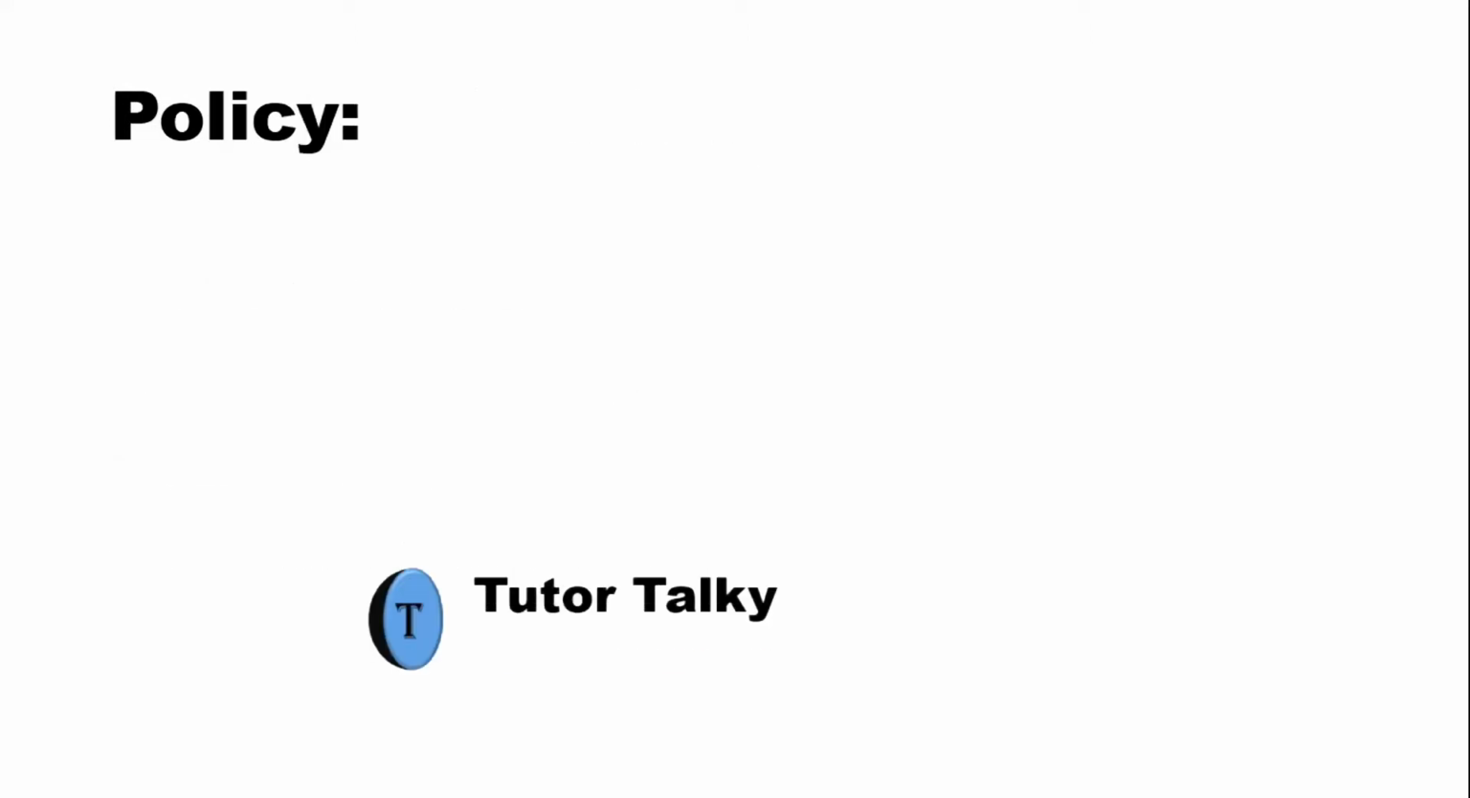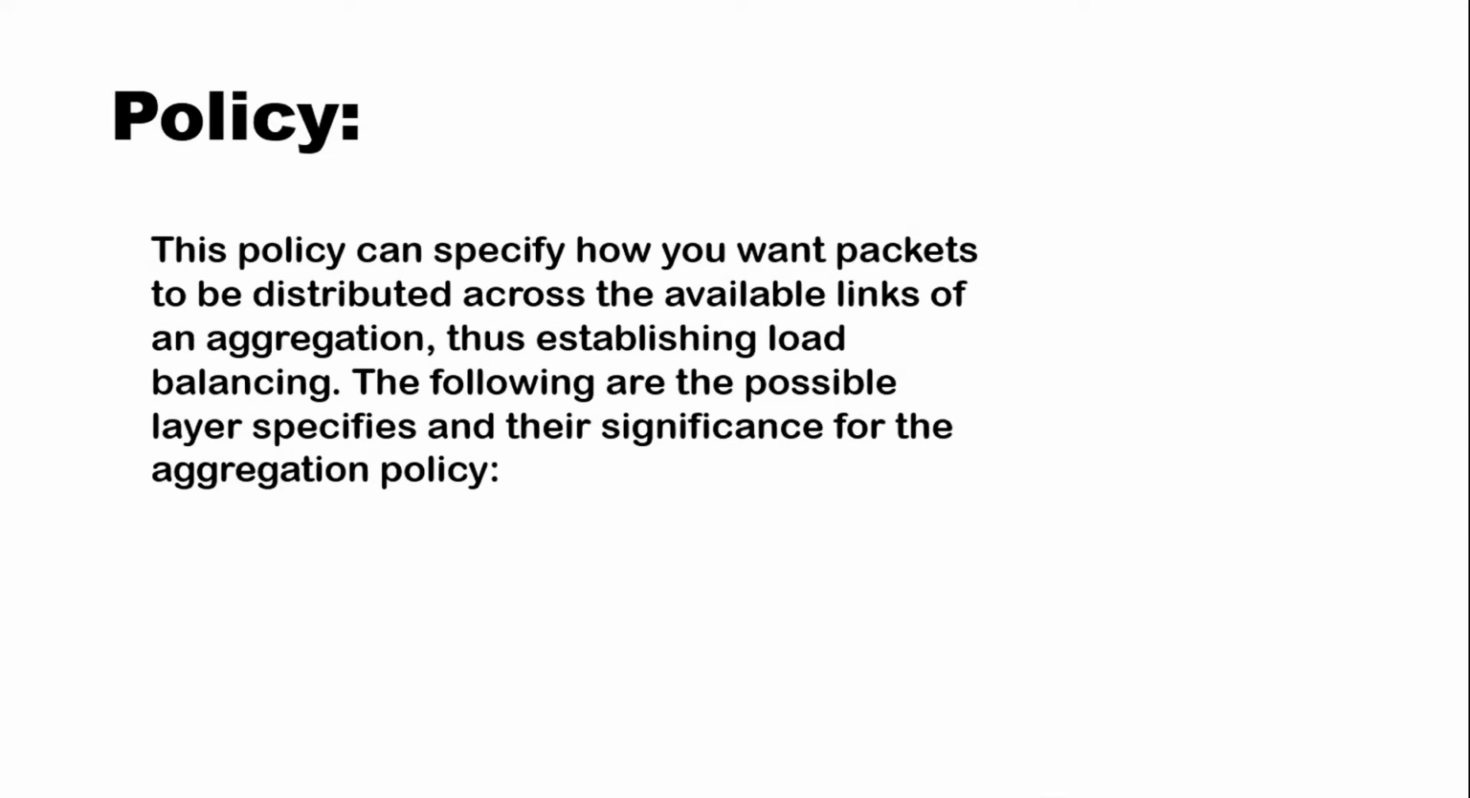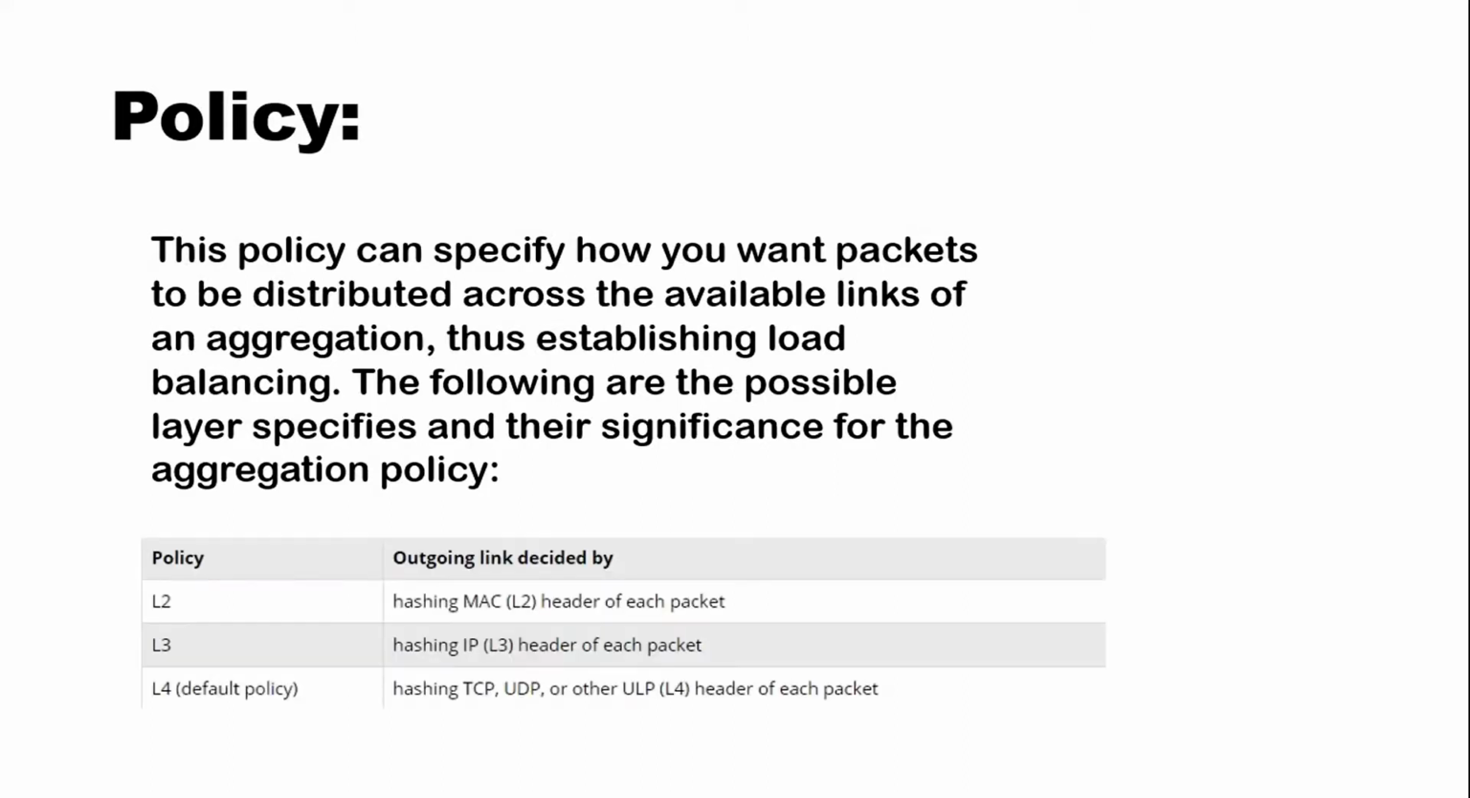Next we can see the policy. A policy specifies how you want packets to be distributed across the available links of an aggregation, which is the load balancing. Below are the policies that can be configured in the aggregation: L2, L3 and L4. L4 is the default policy configured while creating the aggregation. If you require, we can change the policy to L2 or L3 depending upon your environment. Next, we are going to see a hands-on live demo.